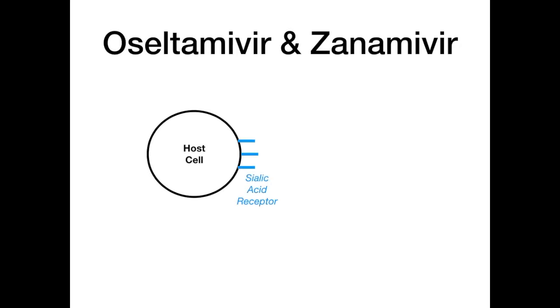The first two drugs that we're going to talk about are Oseltamivir and Zanamivir. In order to best understand how these two drugs work, I need to explain a little bit of physiology. Imagine you've got this host cell, and the host cell is what could be infected by a virus.